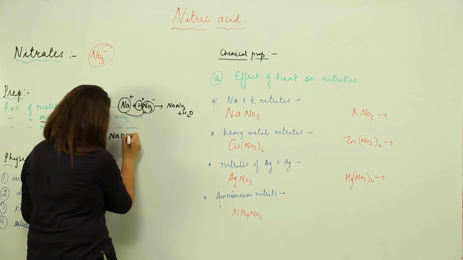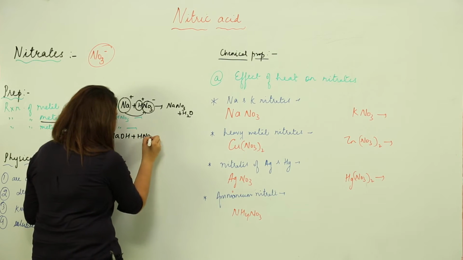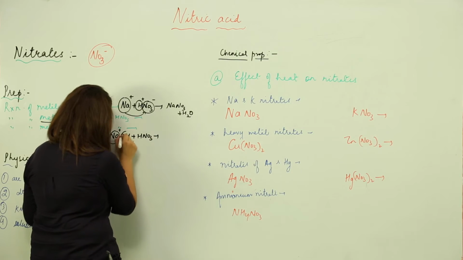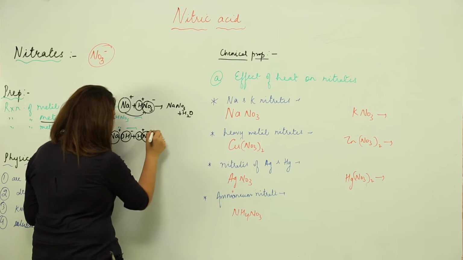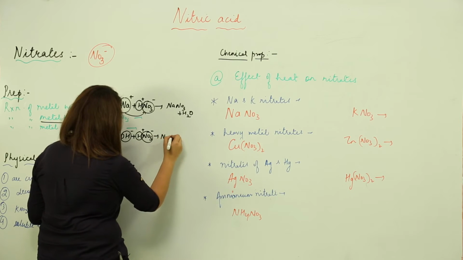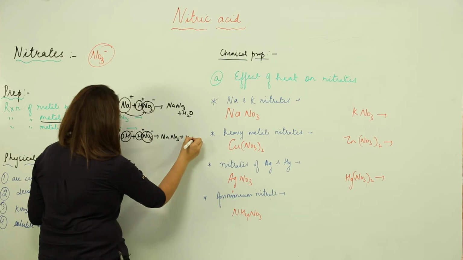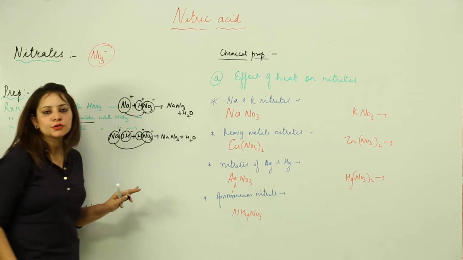Again, we can get it by reacting it with metal compounds like metal hydroxide. So this I have a metal hydroxide. I am going to react it with HNO3. I am just writing the valency in order to make you more well versed with the reaction. So again I am going to get NaNO3 and along with that I get H2O.